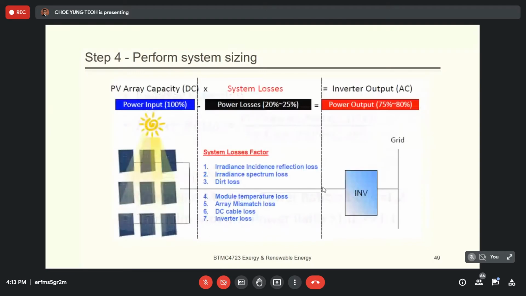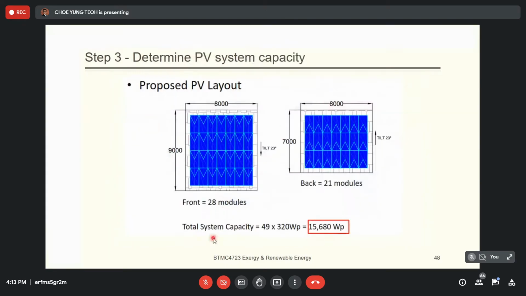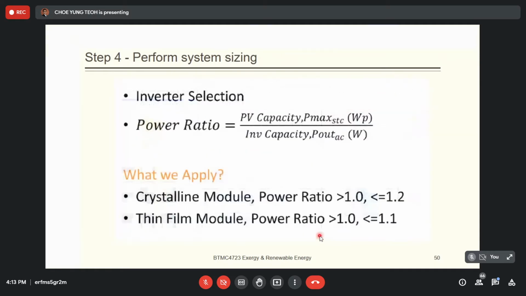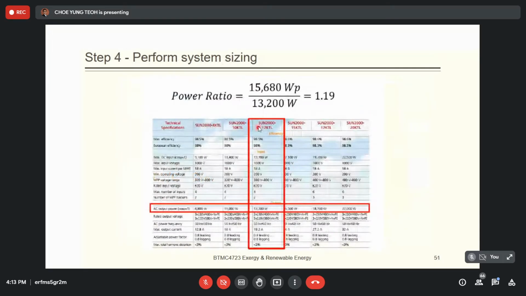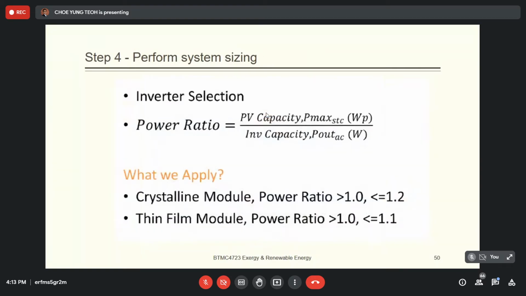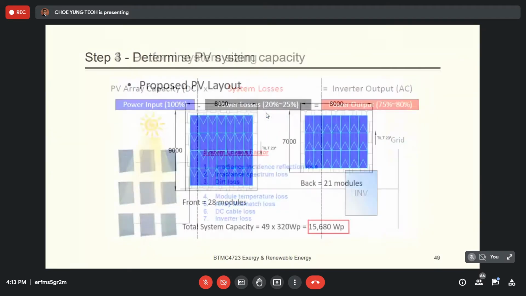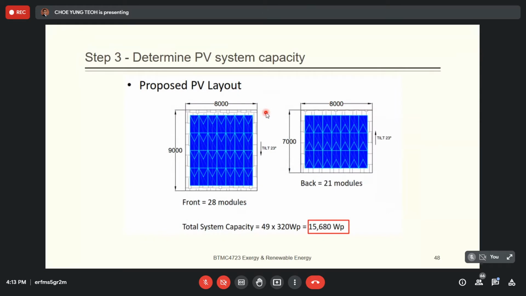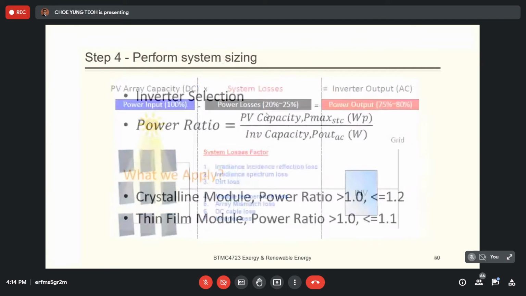And after that, let's say total system capacity is 15,680 and I multiply with 0.8. I don't know how much I get. Okay, you multiply and see. 15680 multiplied by 0.8, so around 12,500. So I should pick an inverter with the output of 12,500. So go and check which one is a useful one.